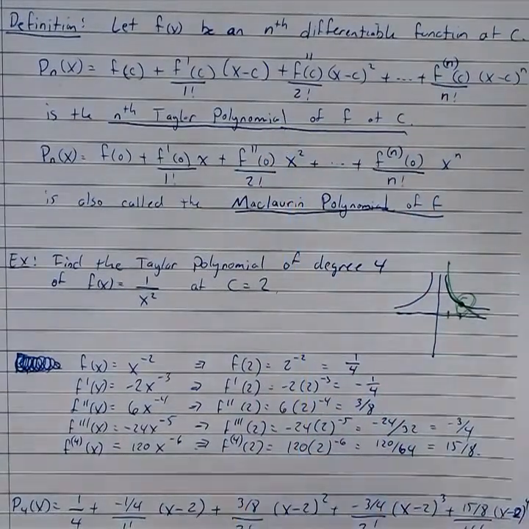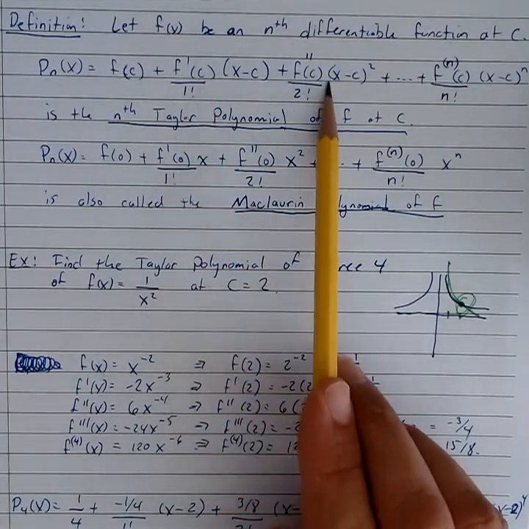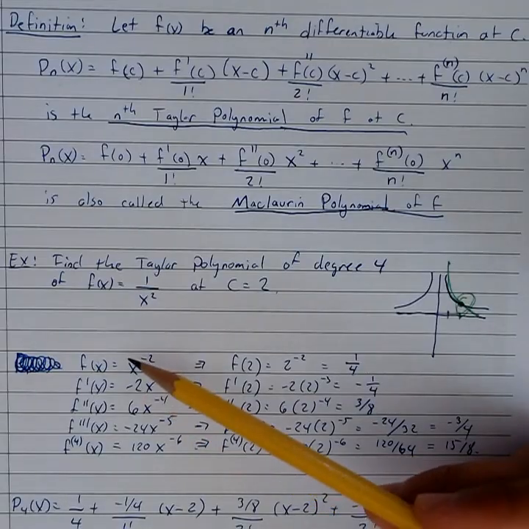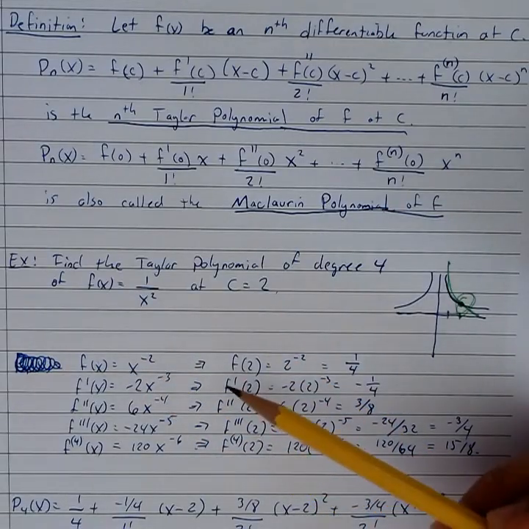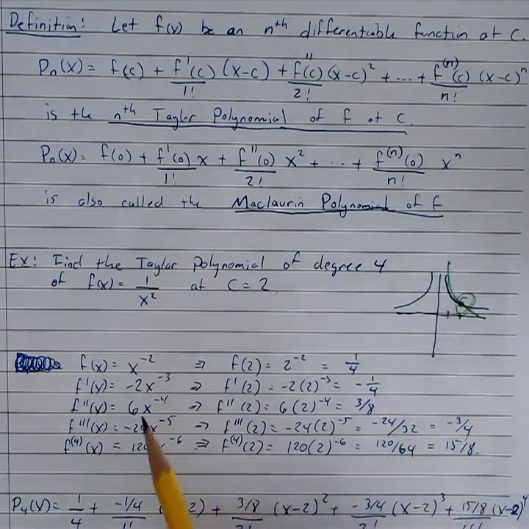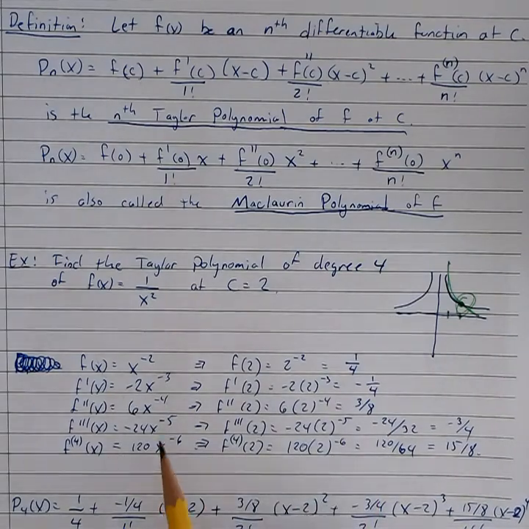Okay. So now once I find all those derivatives, I'm plugging in c. I'm plugging in the value of my center. So here my center is 2. So take all of these functions and plug in the number 2. So 2 to the minus 2, that's a quarter. Negative 2 times 2 to the minus third, that's negative a quarter. All I'm doing is plugging in the number 2 right here.